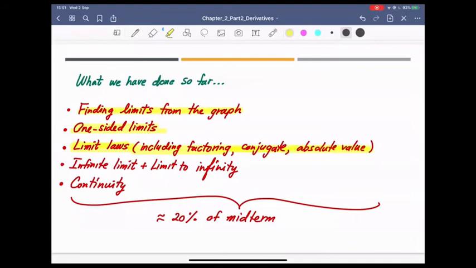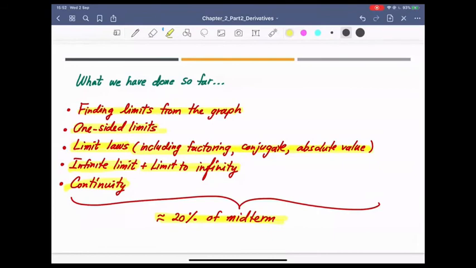Also, I expect you to compute infinite limits. I mean, you know how to show your work when your answer is going to be infinity or negative infinity. And also you know how to compute limits at infinity, and how to check continuity at a point and on an interval. So the whole part about limits is going to be 20% of your midterm.